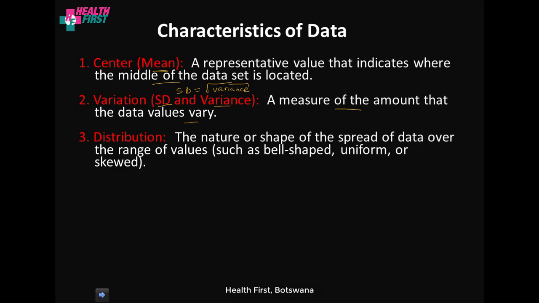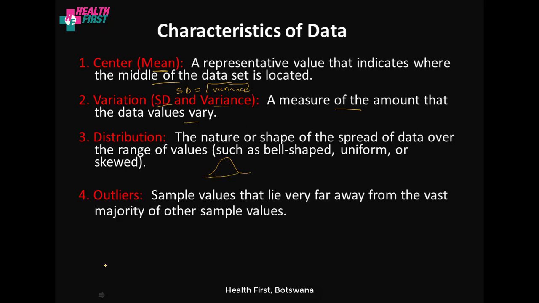Distributions. This is the nature, or the shape, of the spread of data over the range of values. And we will look at such graphs as the normal distribution, the bell-shaped curve. And we have what is known as outliers. These are values that lie very far away from the vast majority of other values, and they're usually very small values or very large values.